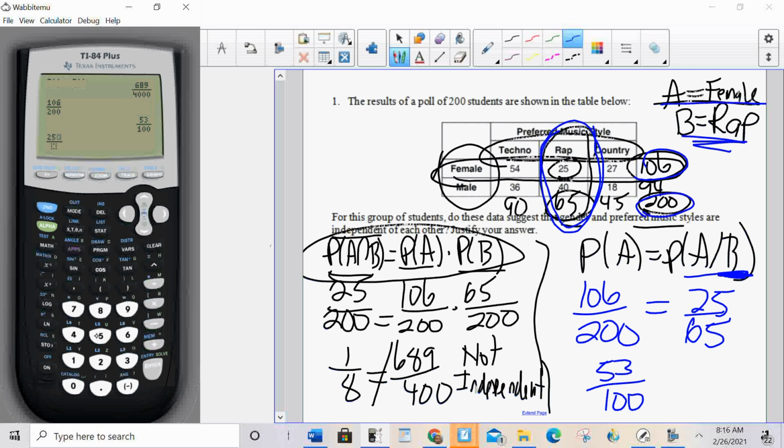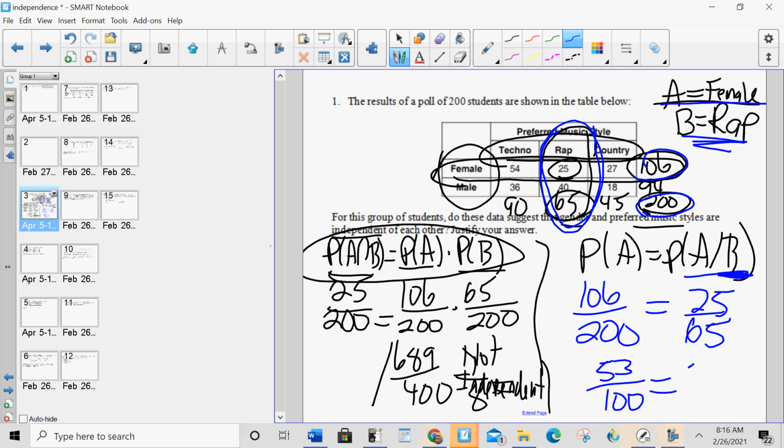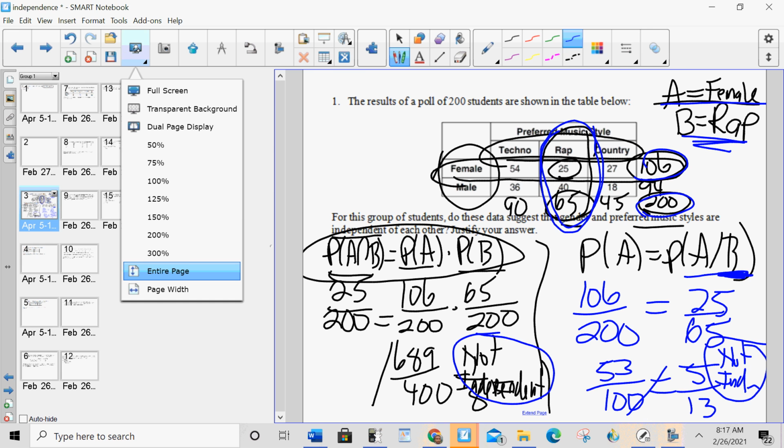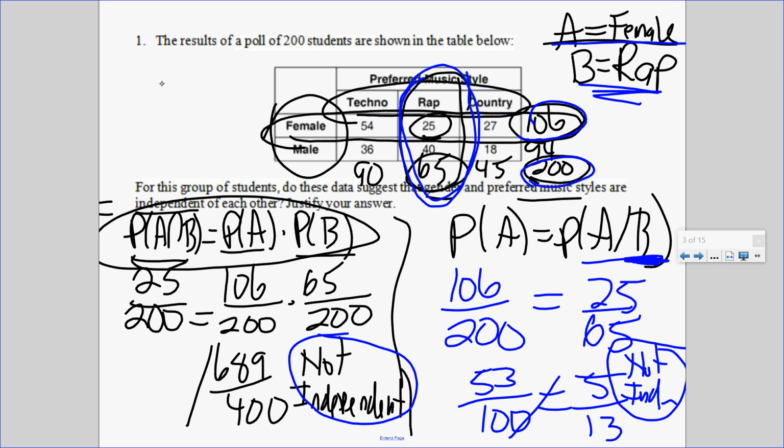25 over 65, 5 over 13. Those are not equal, therefore not independent. And listen, whatever you get for this one, you're going to get the same thing. Either it's going to be yes or it's going to be no. Doesn't matter which one you use. You'll get the same answer in the end.